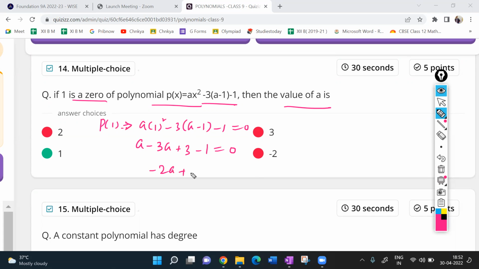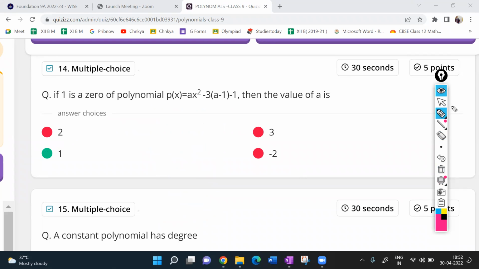Minus 2a plus 2 is equal to 0, beta. Minus 2a is equal to minus 2. Minus, minus will get cancelled. 2 will get cancelled. A value is 1, beta. Option C is correct. Any doubts? No doubt, sir. Minus 2a is equal to minus 2, this minus 2 got cancelled. A value is 1. Okay.